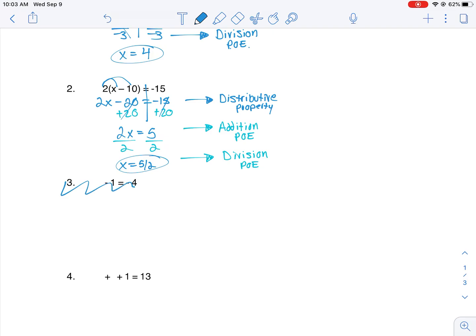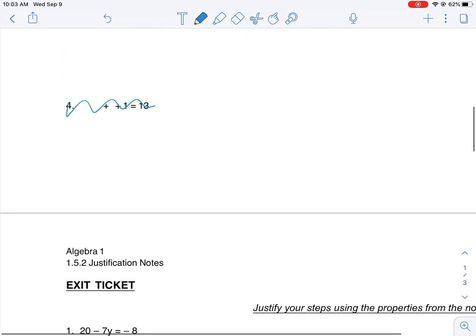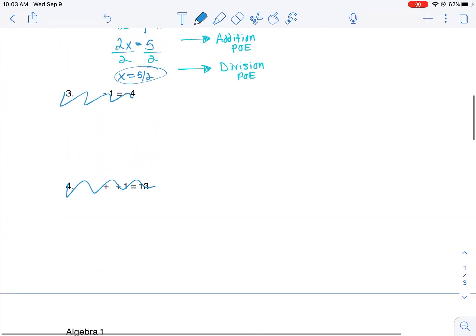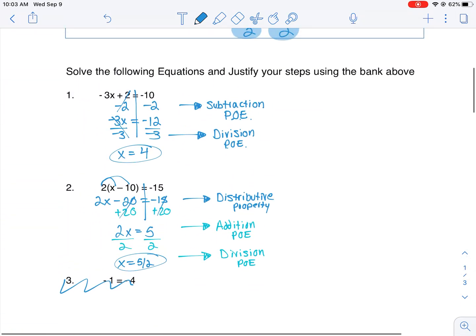Well, it looks like my problems didn't show up for 3 or 4. So we're going to have to try to fix that. Looks like your exit ticket is okay.